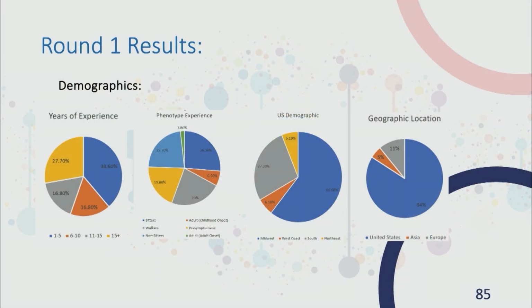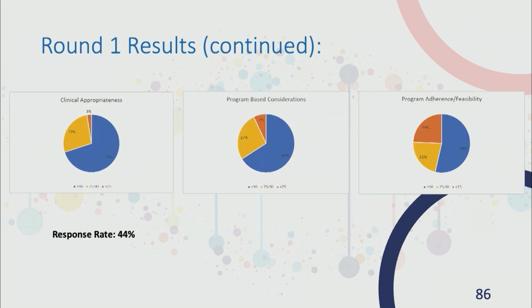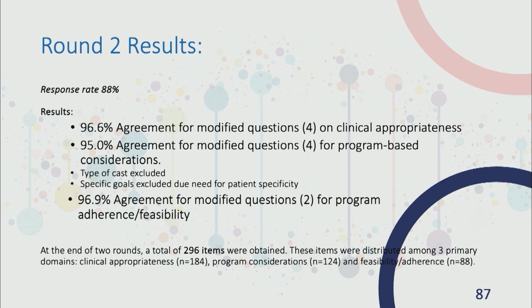Ultimately, 18 PTs completed round 1. These therapists had a variety of experience, had worked with different phenotypes, and were primarily in the US with a strong Midwest representation, but did include some individuals in Europe and Asia as well. The first round had generally good consensus, with program adherence and feasibility having the most areas to reconsider. On the second round, 15 PTs completed the survey, and a greater than or equal to 95% consensus was found on all the new items.